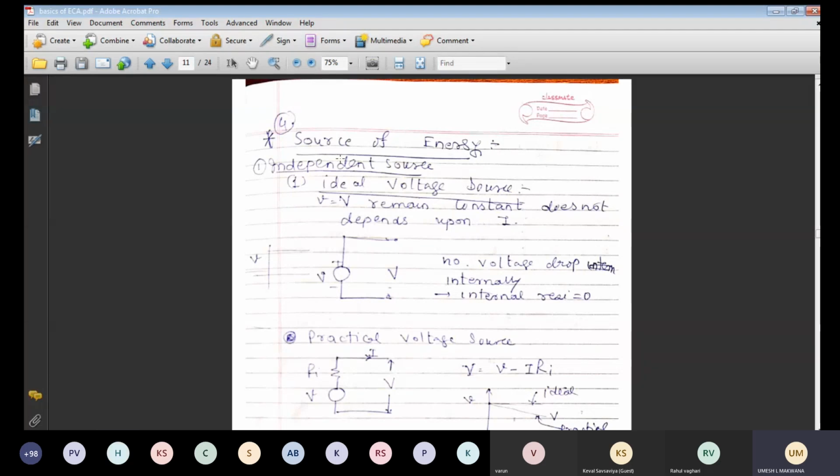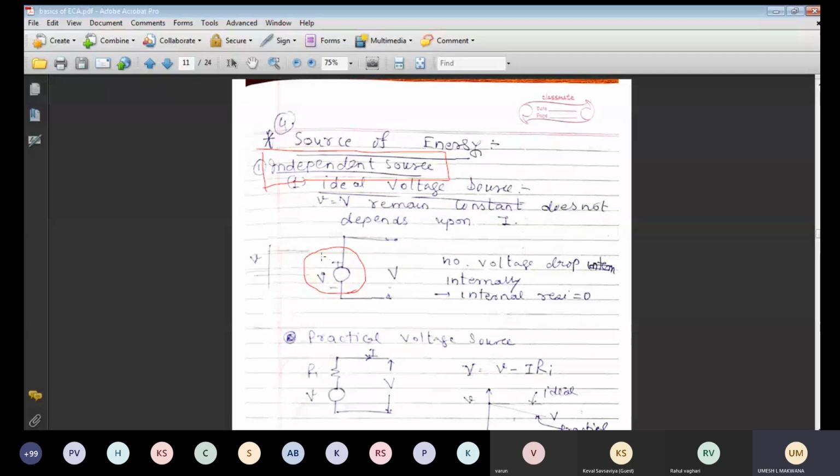Now the next topic is the source of energy. We have two types of source. One source is known as independent source. Independent source means it doesn't depend upon the other parameters of the circuit. In the independent source we have two types. One is the ideal source, which you might have studied in first year. An ideal source means the internal resistance of the source is zero.